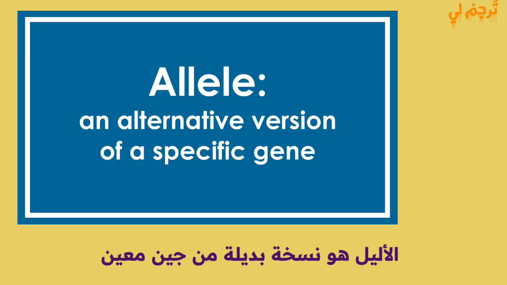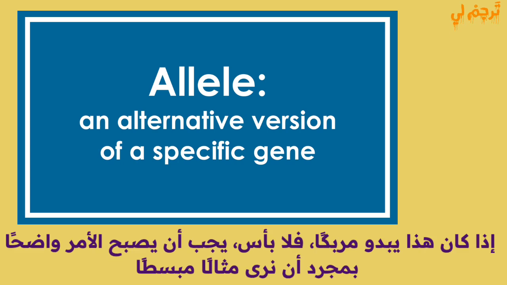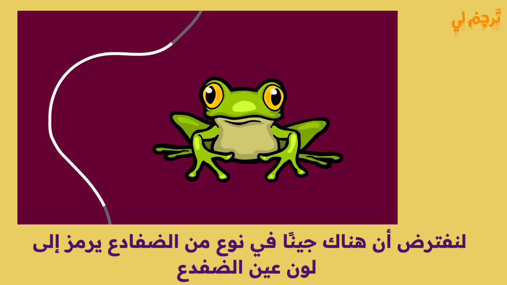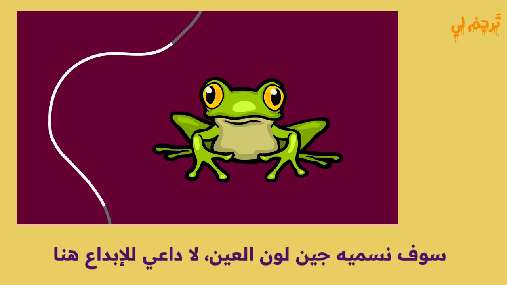An allele is an alternative version of a specific gene. If that sounds confusing, that's okay. It should become clear once we see a simplified example. Let's say there is a gene in a species of frog that codes for the frog's eye color. We will call it the eye color gene. No need to get too creative here.